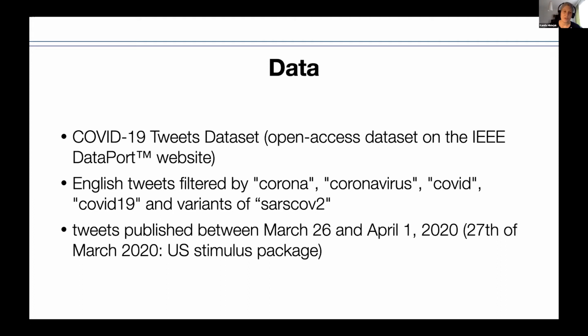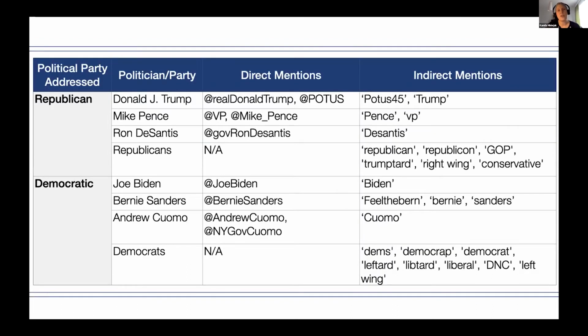We narrowed our dataset to tweets that were published between March 26 and April 1st, 2020. This is due to the fact that on the 27th of March in the US, there was an announcement of the biggest stimulus package at this time due to the coronavirus pandemic. So we wanted to look at the discourse around that time on Twitter. And we also wanted in particular to look at how the discourse was connected to the political parties in the US.